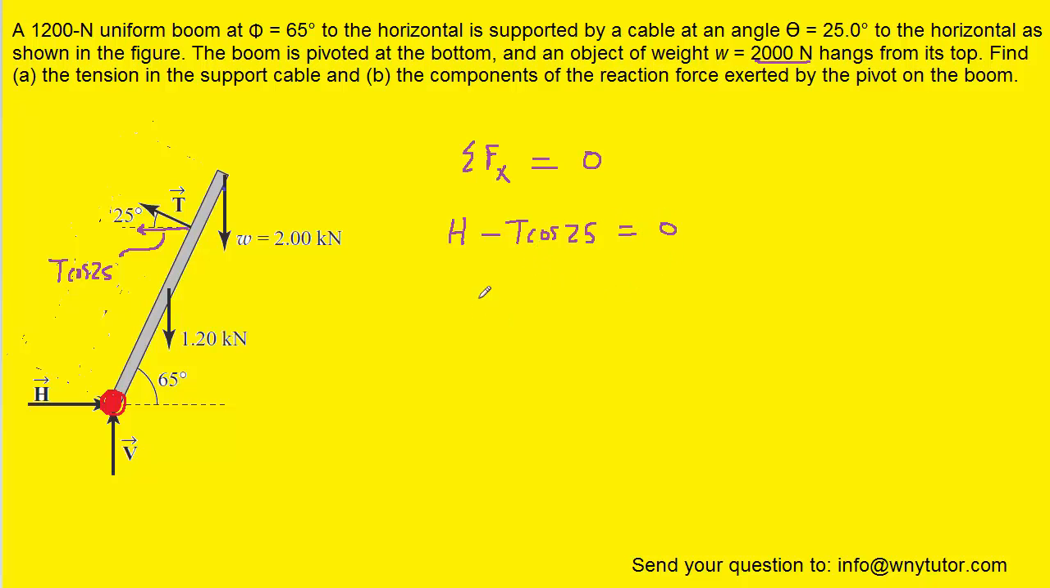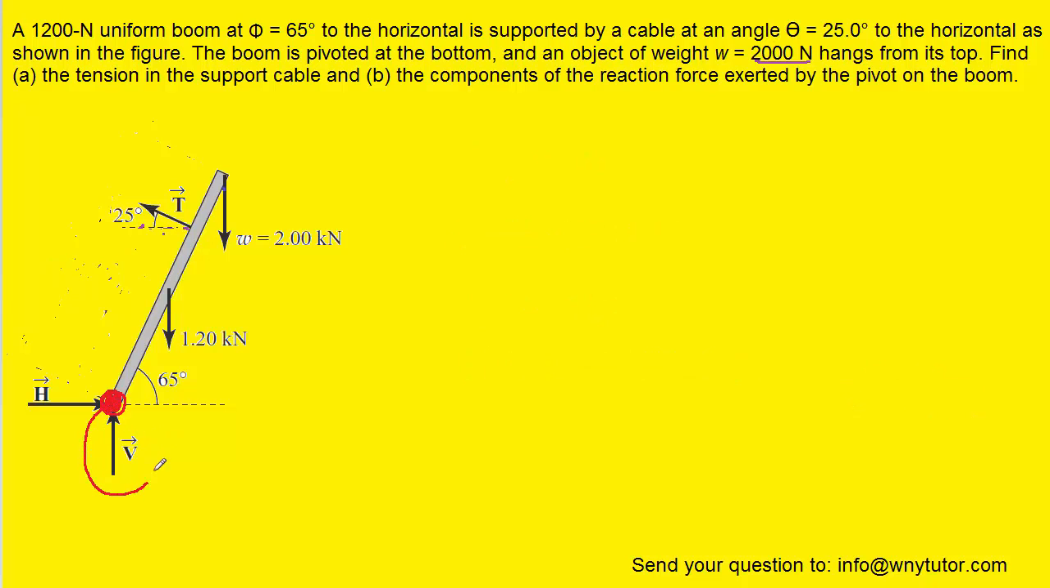Now we can add the T cos 25 over to the other side, and then we can easily calculate this horizontal force because we just figured out the tension. And if we plug that into our calculators, we get approximately 1.33, again, kilonewtons, and the direction of that force is to the right, as we had originally drawn.